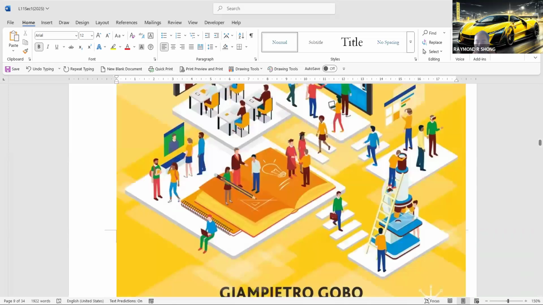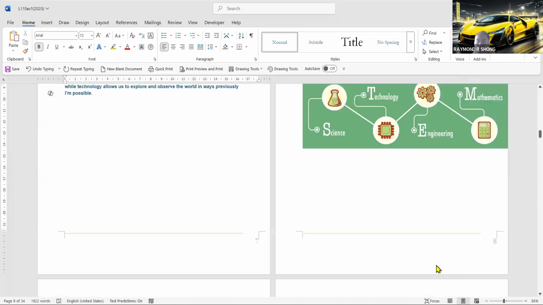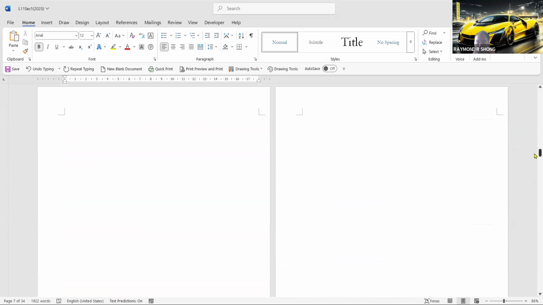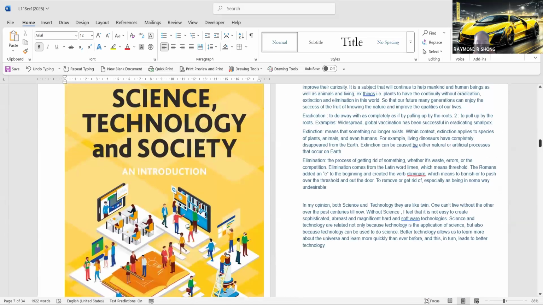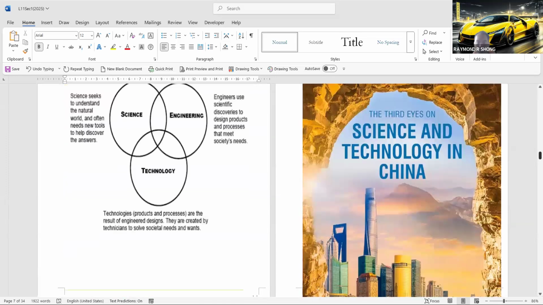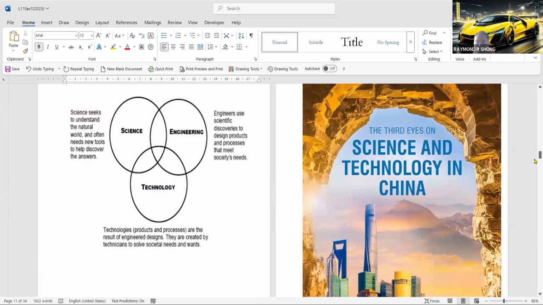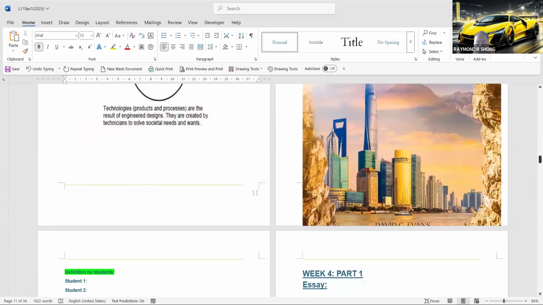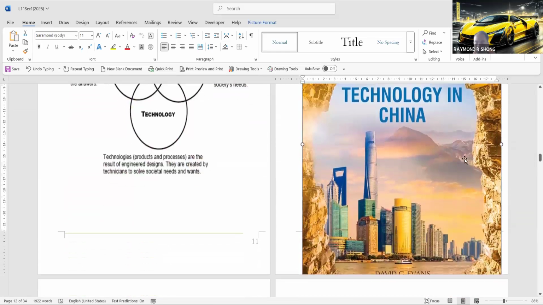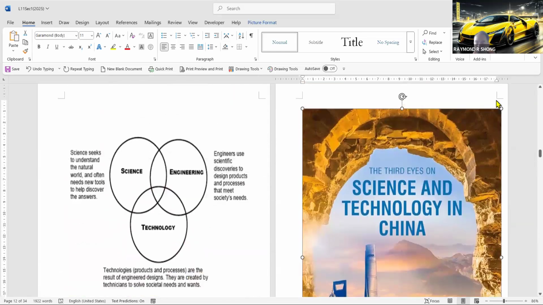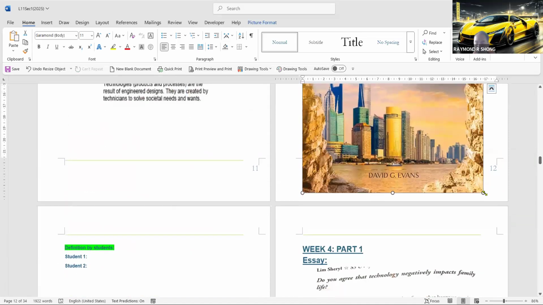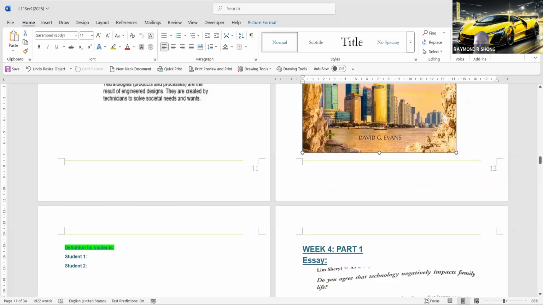You see, this is something that I feel very proud of, not just because I'm saying that. Look at these two pictures here. Okay, this picture here. Look at this one here. Science and technology. And then look at this one here. Third eyes on science and technology in China. And look at this one. This was taken from a book, if I'm not mistaken, from a book by David G. Evans. And look at this one.